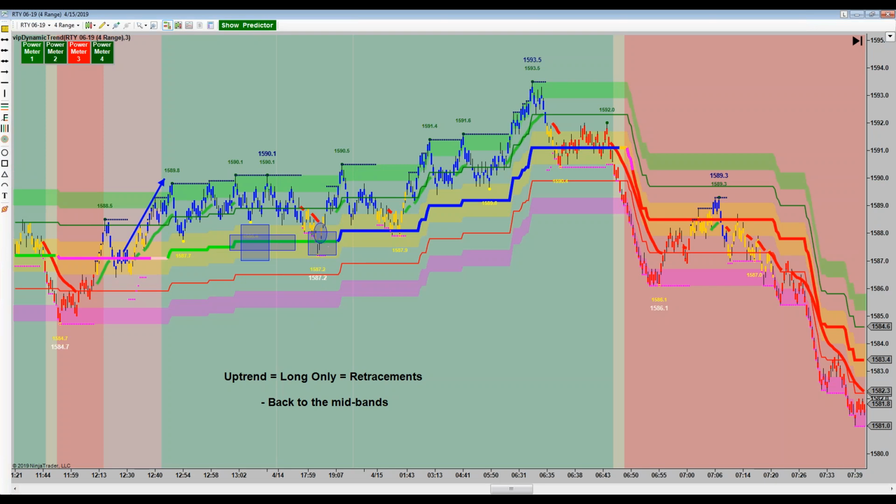Now, the way the region box is configured is that, by default, once a bar closes outside of the region box with long only enabled, a market order is fired long for however many lots you have in the system. So it's one, two, three, four if you have multiples.